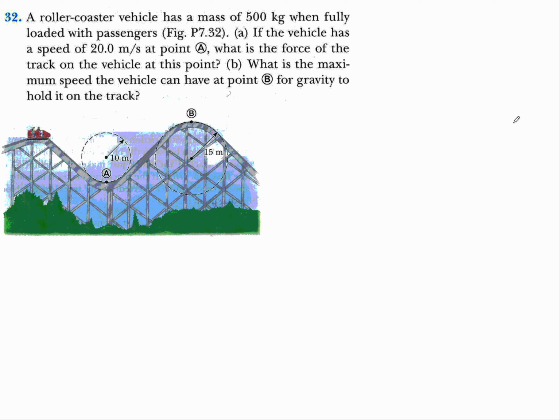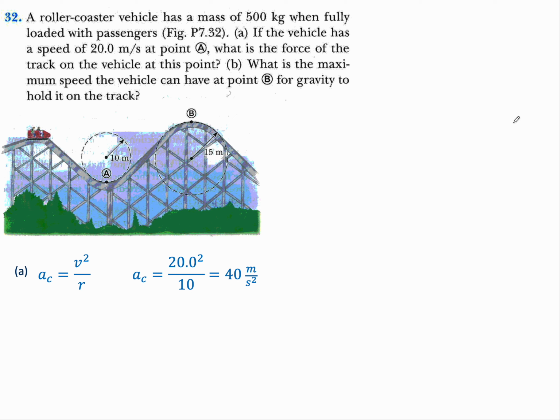So for number 32, we have a roller coaster that has a mass of 500 kilograms. If the vehicle has a speed of 20 meters per second at point A, what's the force of the track on the vehicle at this point? So I'm going to make gravity 10 for this one, but again, we're looking at centripetal acceleration.